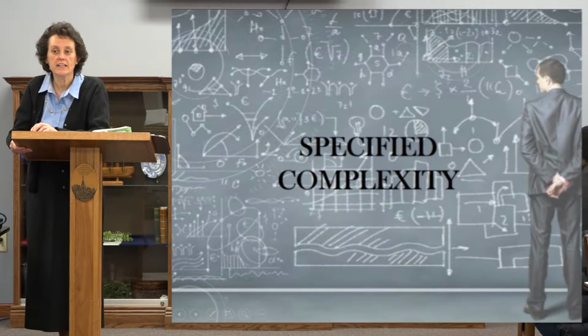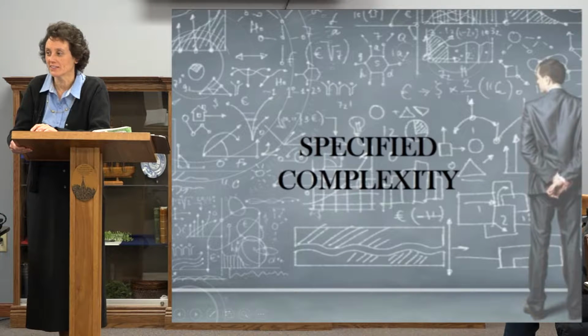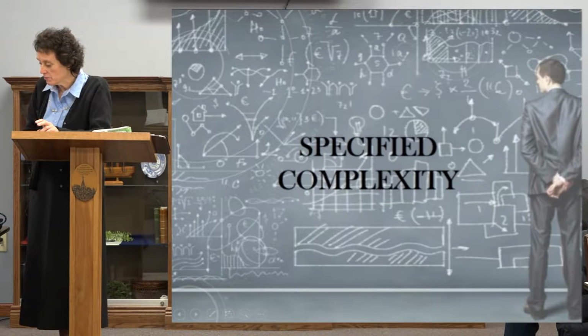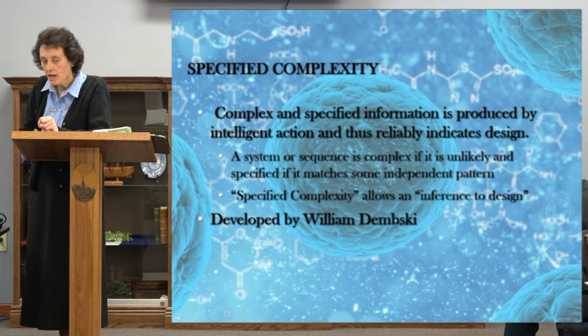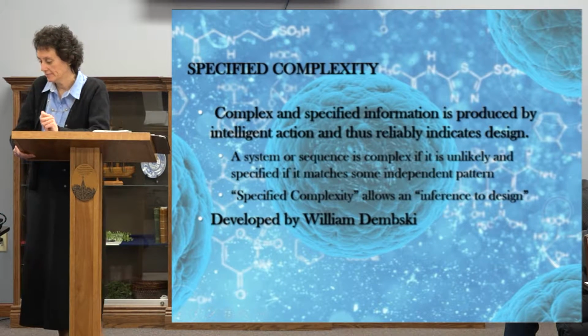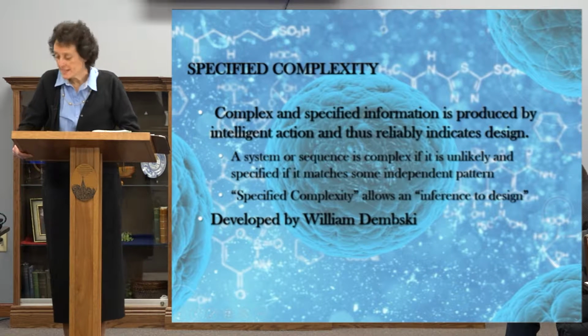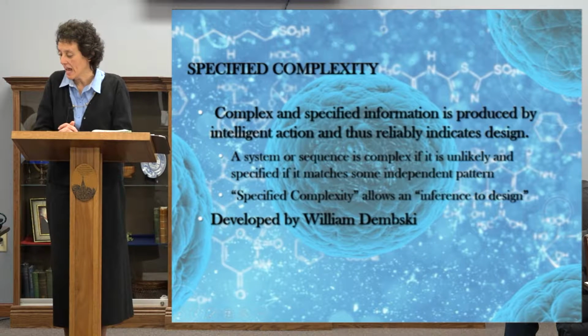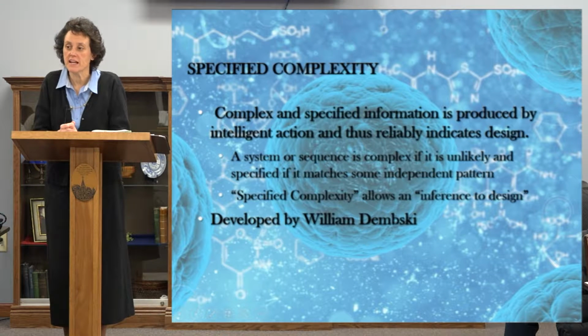So specified complexity is different than irreducible complexity. What we're looking for with specified complexity is two things: complexity and specification, just like the term says. So specified complexity, what is the argument? The specified complexity argument says that complex and specified information is produced by intelligent action and thus reliably indicates design. It requires design.